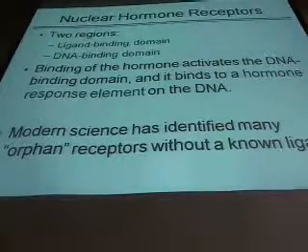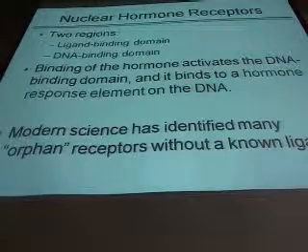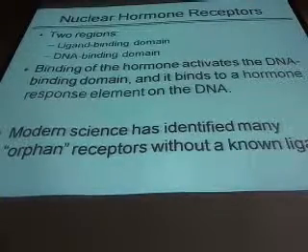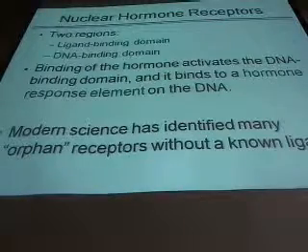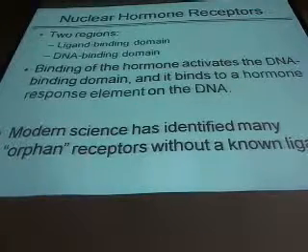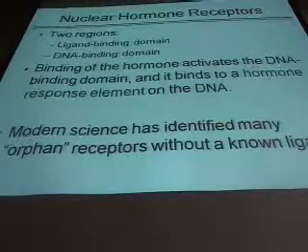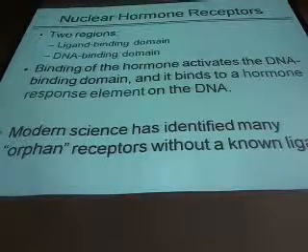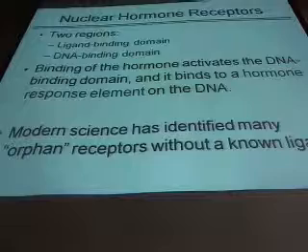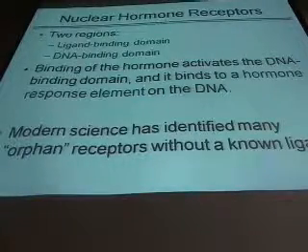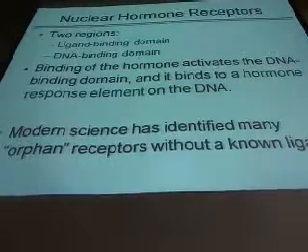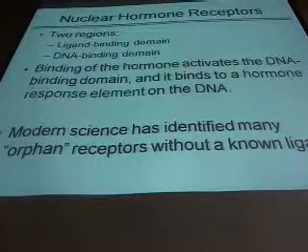Two regions: the ligand binding domain and the DNA binding domain, in the nucleus. The binding of the hormone activates the DNA binding domain to a hormone response element on the DNA. In other words, there is a code on the DNA that this hormone is going to bind to, and it says transcribe. Open up the DNA, cut out the introns, keep the exons, make mRNA, and ship it off to the ribosomes. This is what would happen if your TSH got into the nucleus of the thyroid.